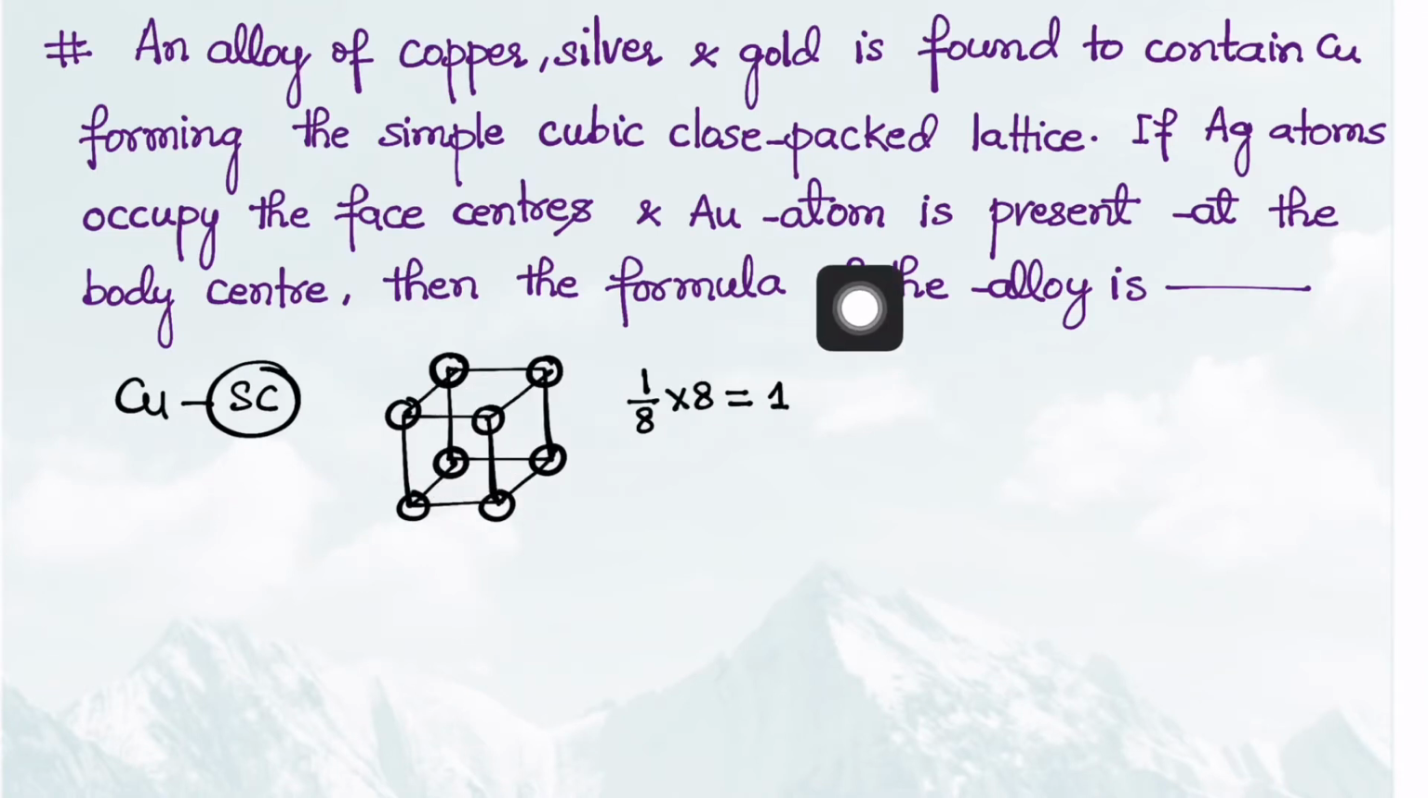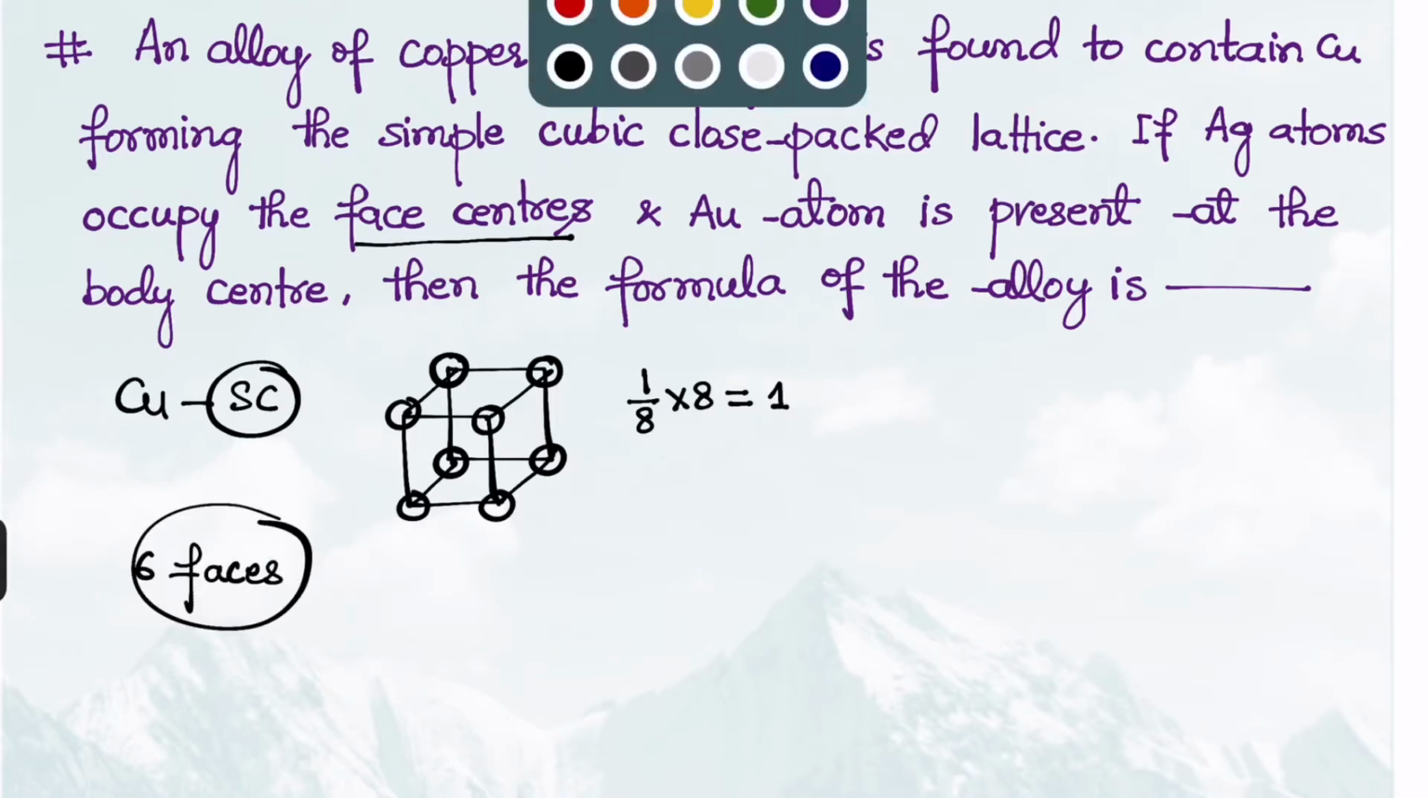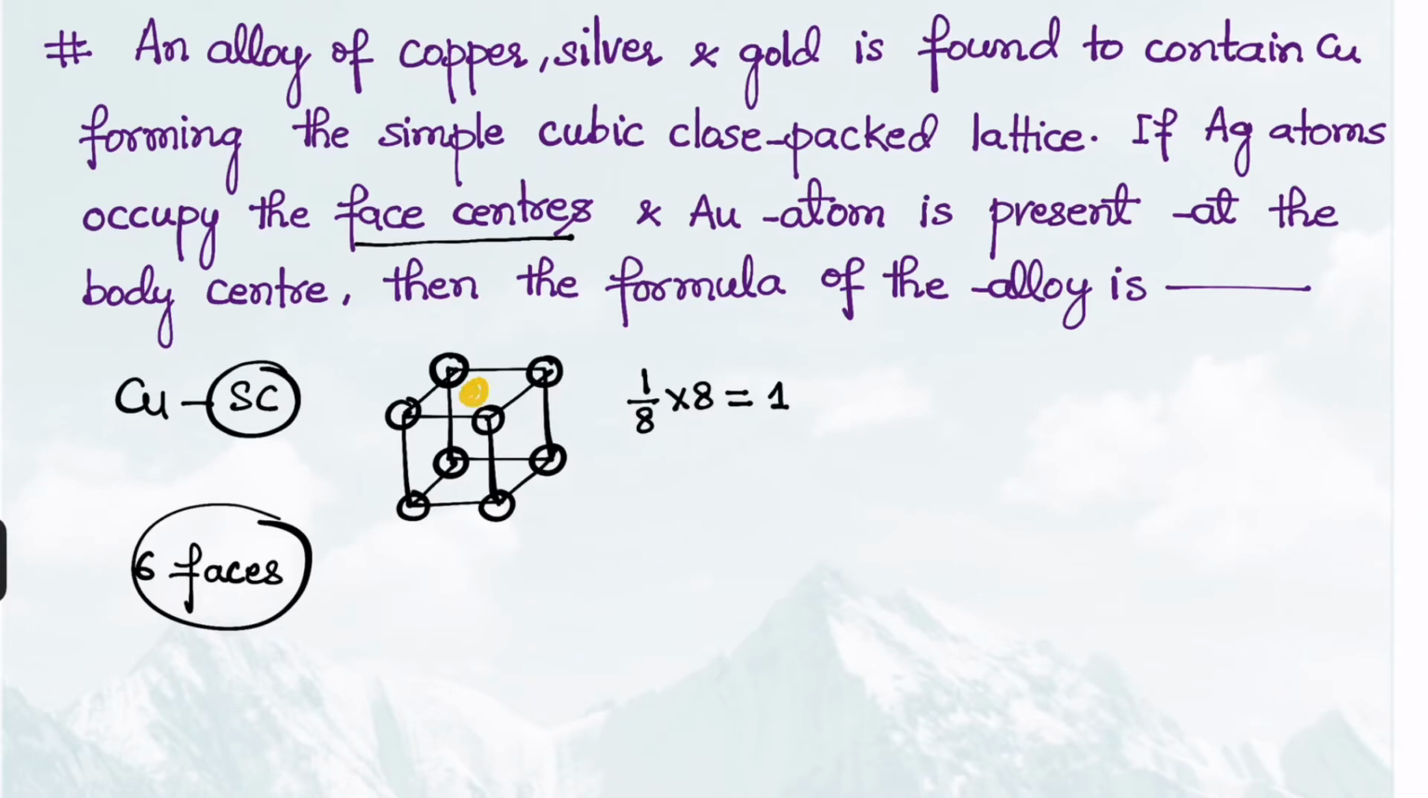Now we'll see the silver atoms. Silver atoms occupy the face centers. Okay, they are occupying the face center. We know that there are 6 faces of the cube, and when the atom is present on a face center, suppose this is the face center, its contribution inside the unit cell is half. So there is 6 into half, that is 3 silver atoms per unit cell.